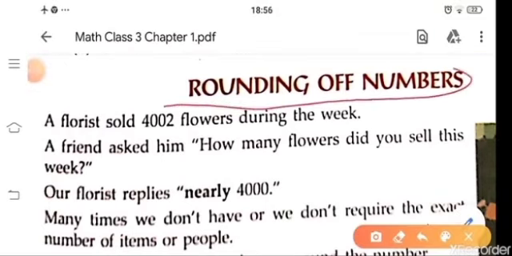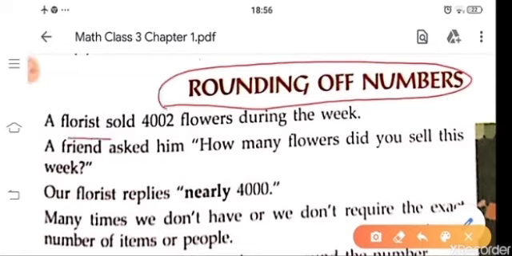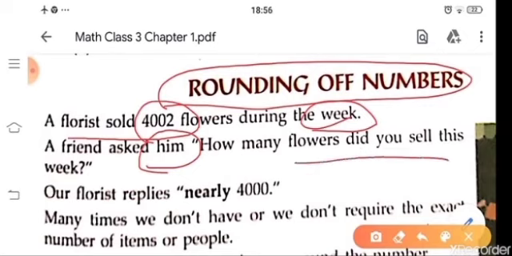Rounding of numbers, children. Here, a florist has 4,102 flowers, and he sold these flowers in 1 week. When a friend of his, a florist friend, asked him how many flowers he sold this week, what was the answer of the florist? He said nearly 4,000.